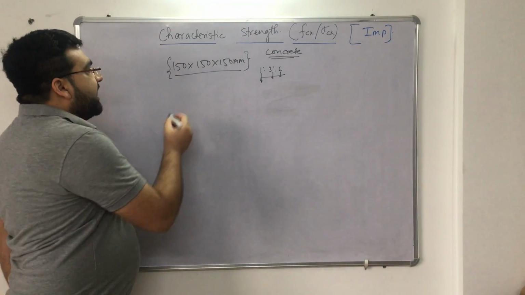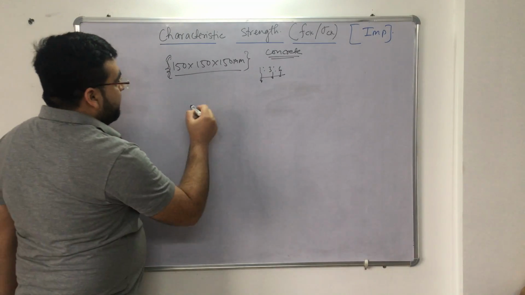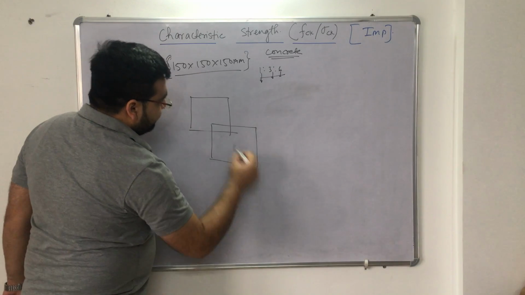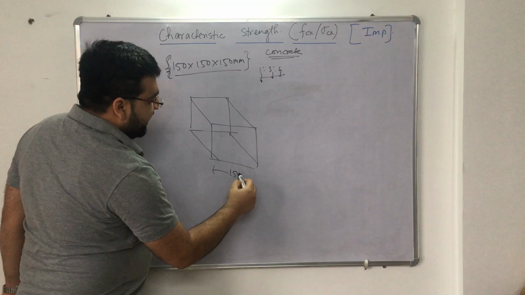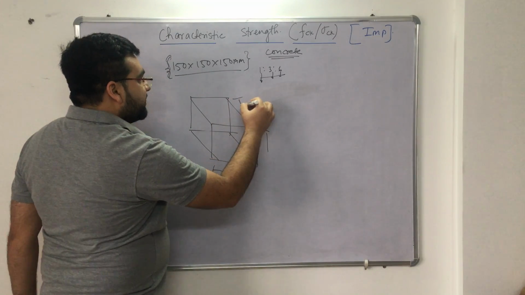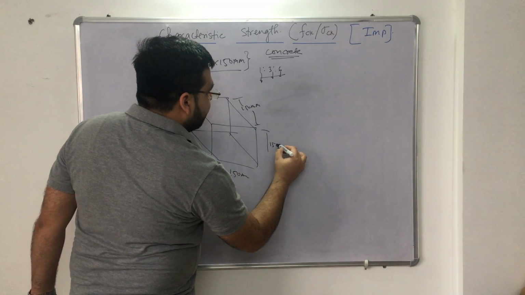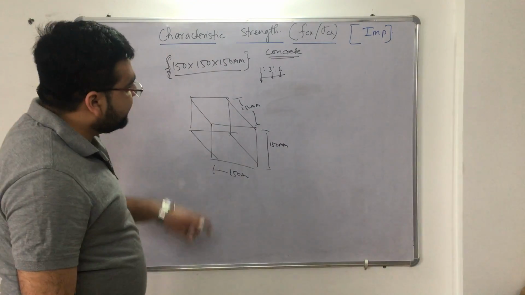So what you have done is that you have taken a mold of 150 into 150 into 150 mm. Let us say this is the mold. Its length is 150 mm, its height is 150 mm, and its width is also 150 mm. Right? Now you have placed concrete in it.